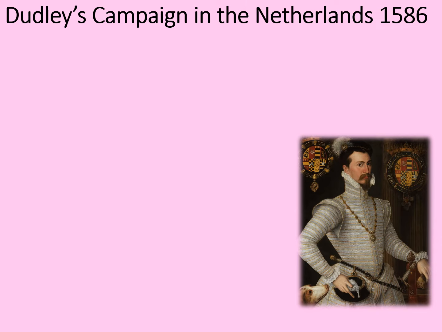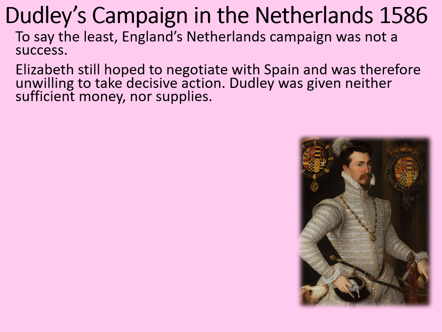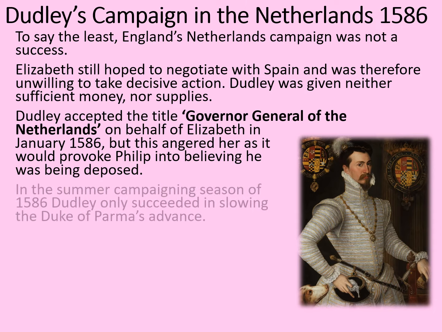Dudley's campaign in the Netherlands began in 1586, and to say the least, it was not successful. Elizabeth still hoped to negotiate with Spain and was therefore unwilling to take decisive action. Dudley was given neither sufficient money nor sufficient supplies to be really effective. Dudley also accepted the title Governor-General of the Netherlands, which had been offered to him by the Dutch rebels. He accepted it on behalf of Elizabeth in January 1586, but this actually angered her, as it would provoke Philip into believing that he was being deposed.